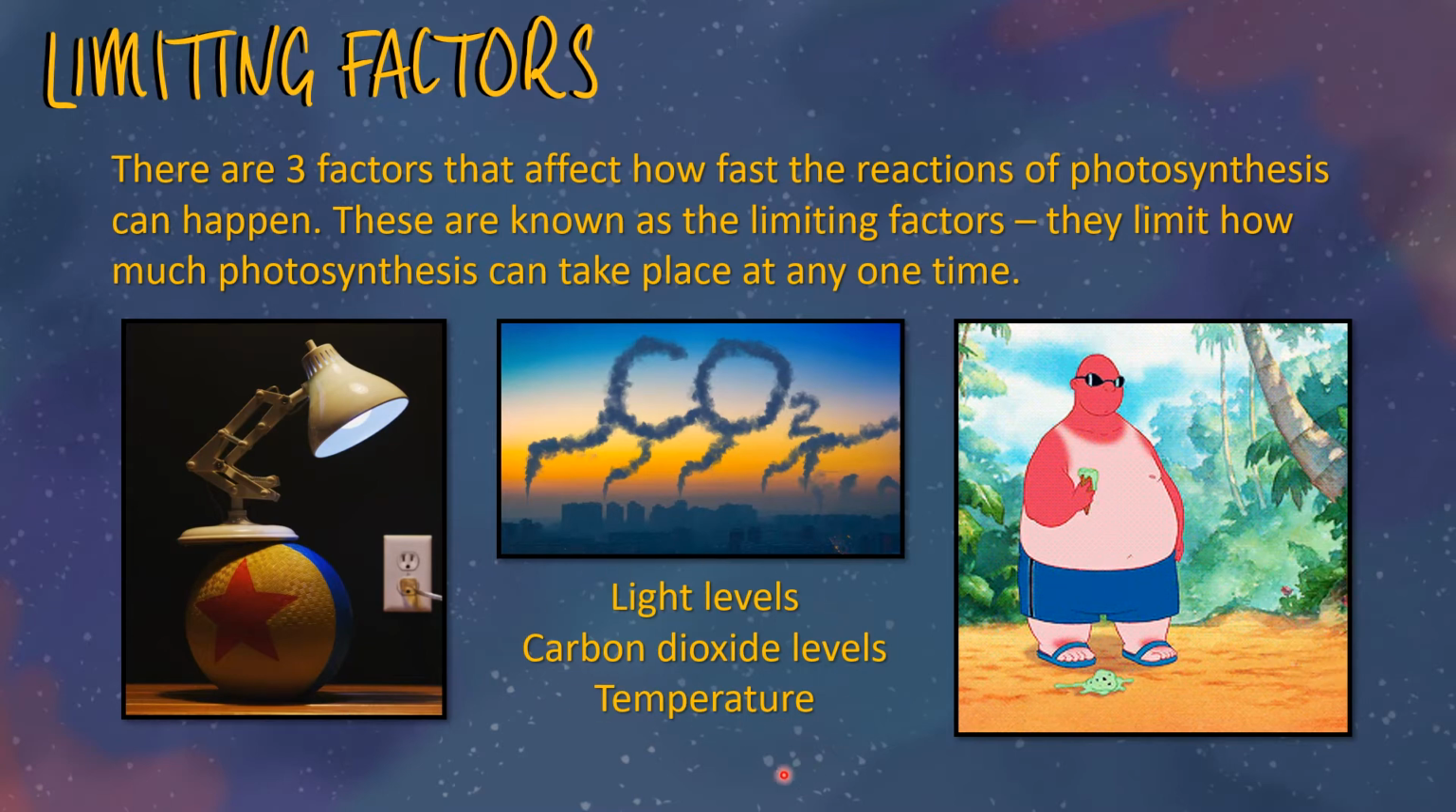So these are the 3 things that will affect how fast photosynthesis can take place or whether it can take place at all. So I want you to write those 3 things down, please. They are the 3 limiting factors. So the first one is going to be light.